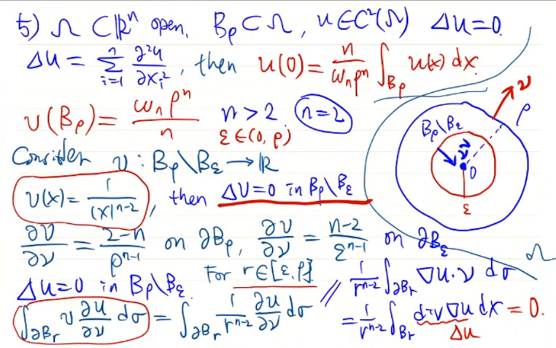Okay. So in this example, the mean value, question 5 in the exercise, we need to work with this function, but this function has a singularity at the origin. When x equals 0, this function is not differentiable there, or even undefined there. But if we remove the epsilon neighborhood of the origin, we can apply our well-known argument.